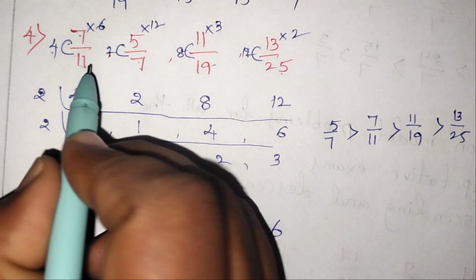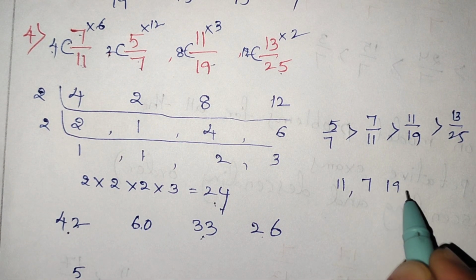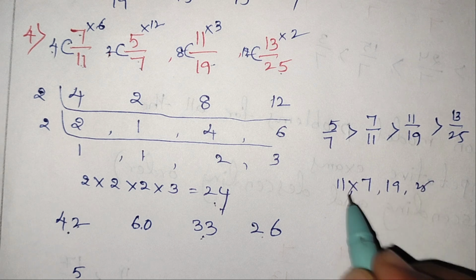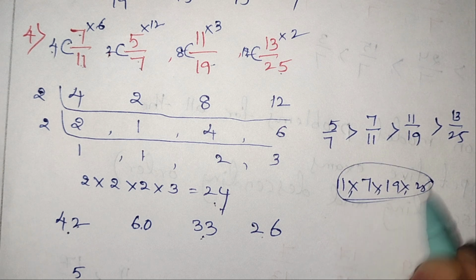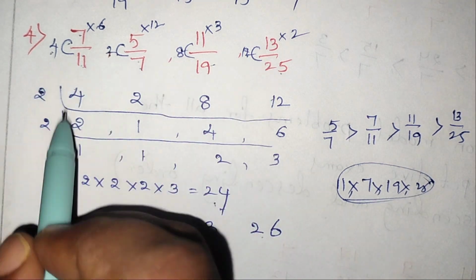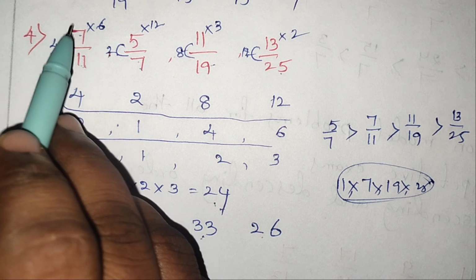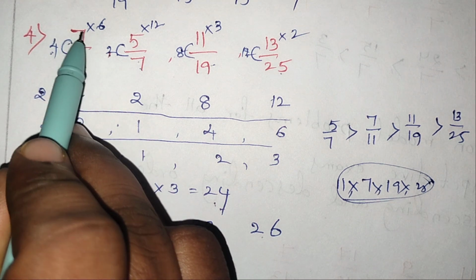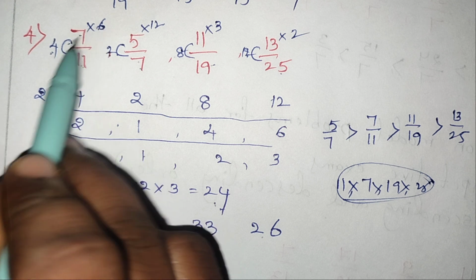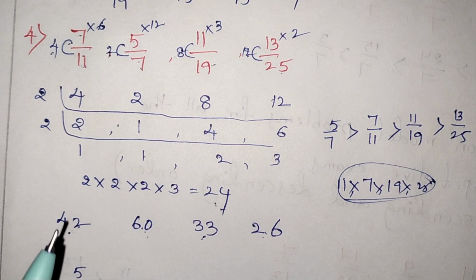If you follow the general method, you need to find the LCM of 11, 7, 19, 25. So you need to multiply all of them. So that will take much time. Just find out the differences, then find the LCM of differences and multiply that particular value with the numerators. So here you will get 42, 60, 33, 26. Greater one 60. That's why 60 is the greatest fraction.